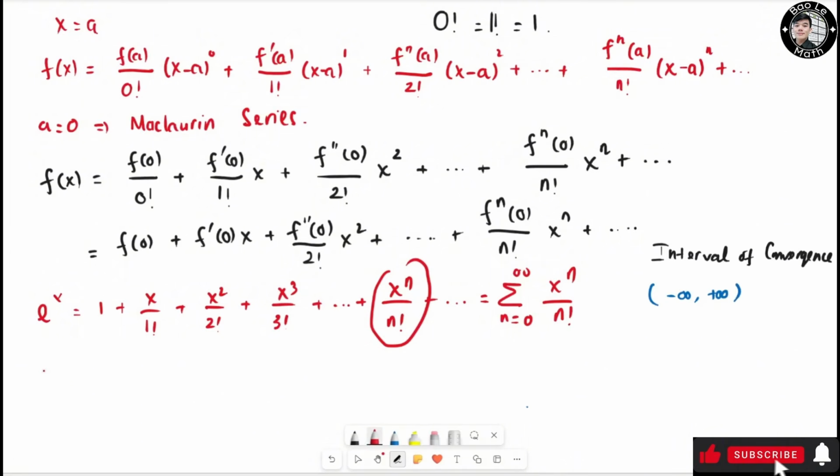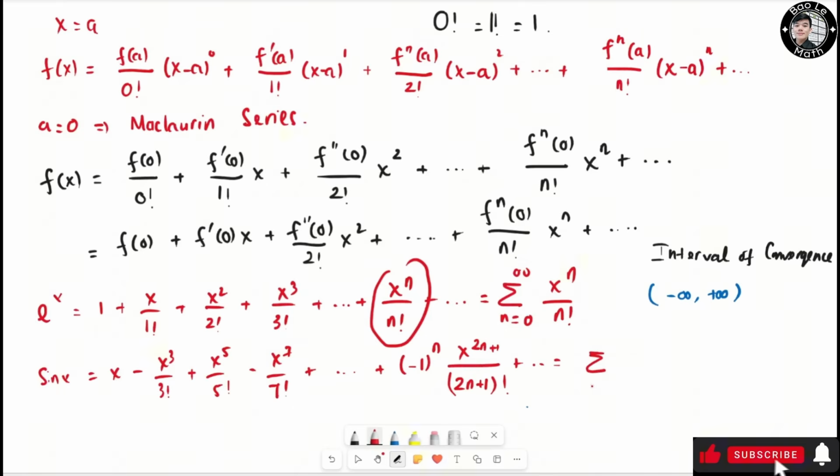Now, the second one, sine s equals the sum when n starts from 0 to infinity of negative 1 raised to the n times s raised to the 2n plus 1 over 2n plus 1 factorial. And the interval of convergence for this series is negative infinity to positive infinity.